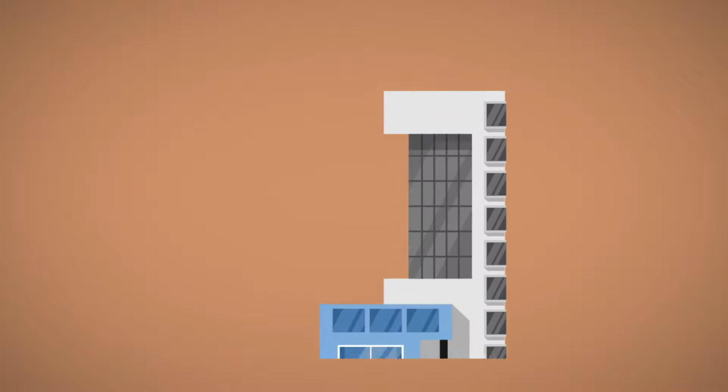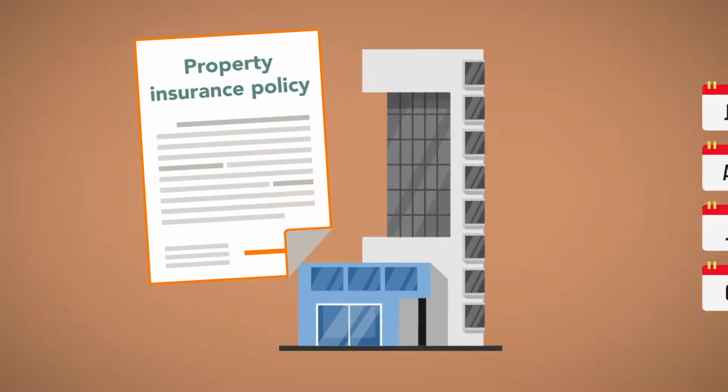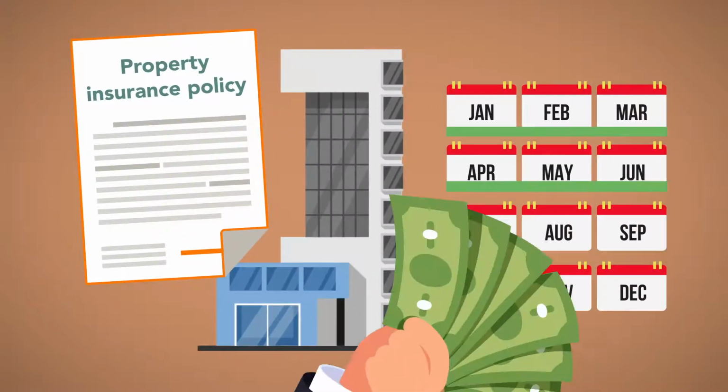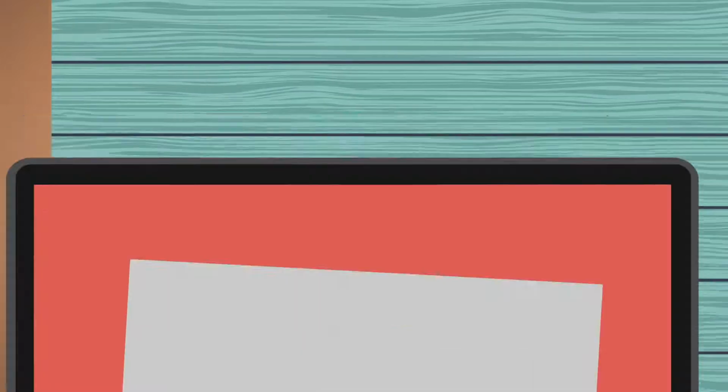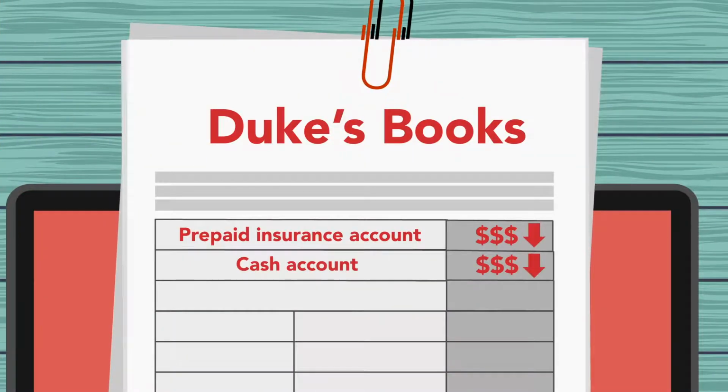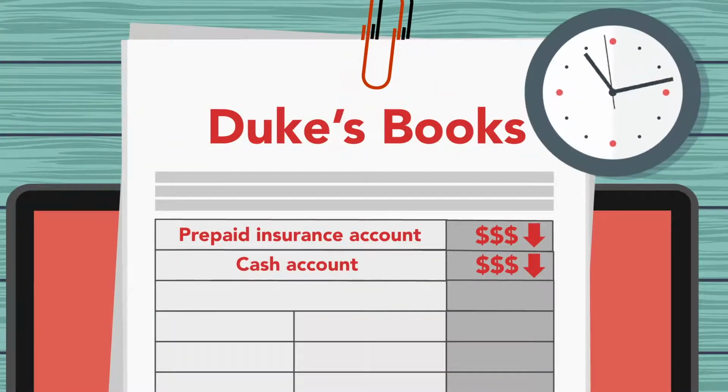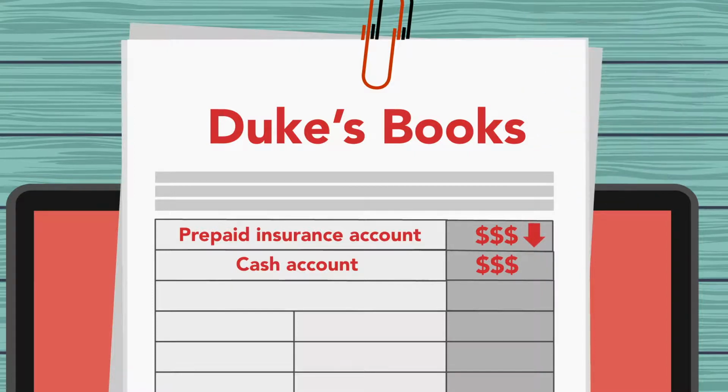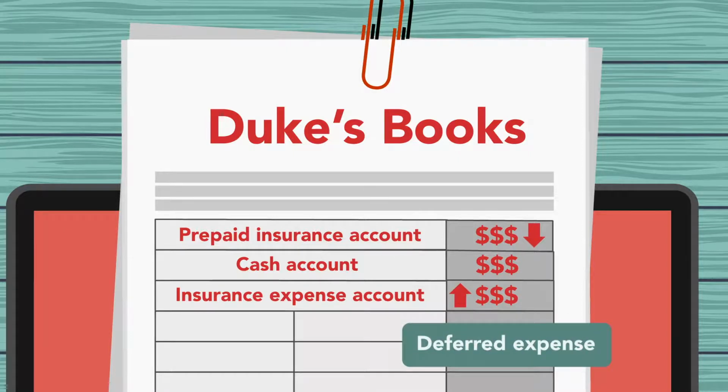Duke maintains a property insurance policy on its building, and every 6 months it prepays its insurance premiums. It increases its prepaid insurance account and decreases its cash account. As time progresses, Duke will periodically reduce its prepaid insurance account and increase its insurance expense account. This is an example of a deferred expense.